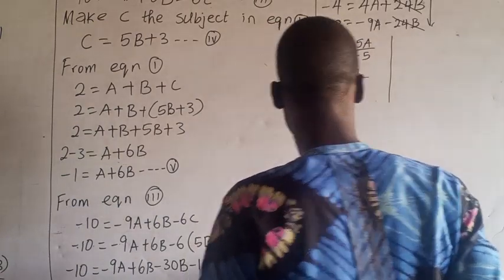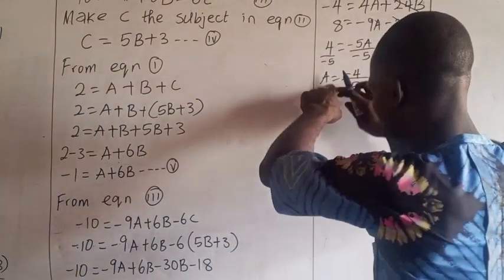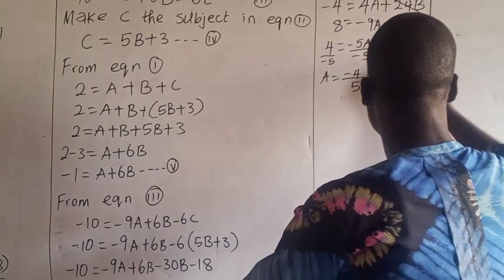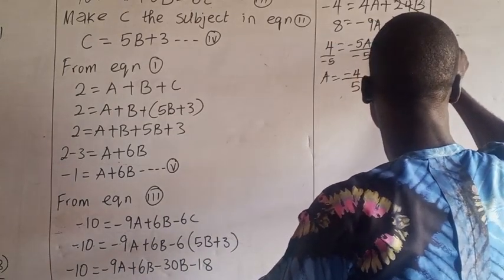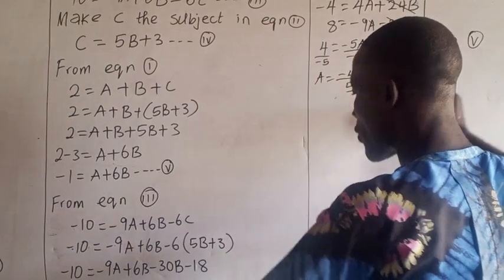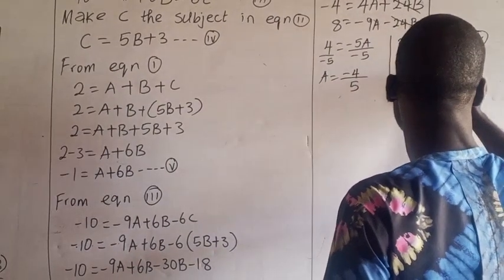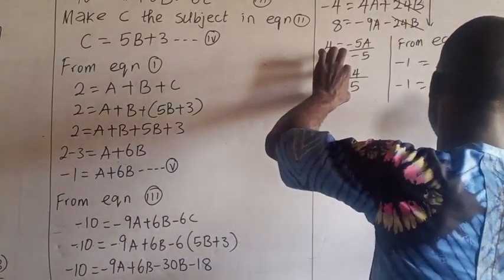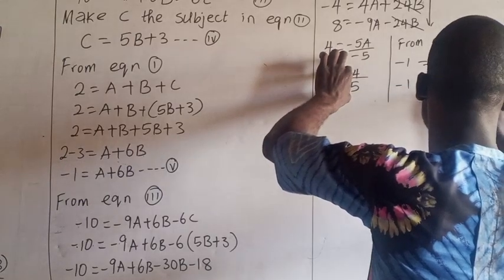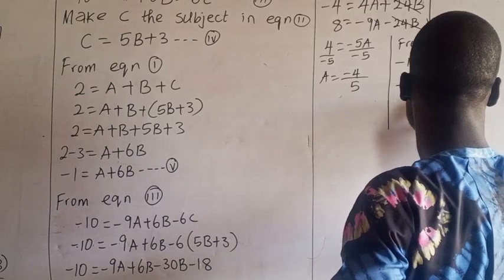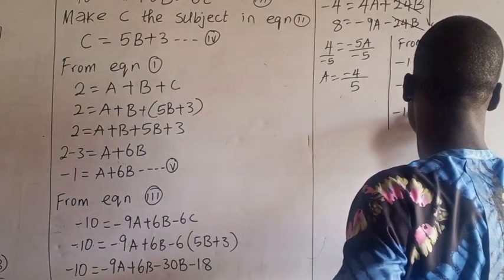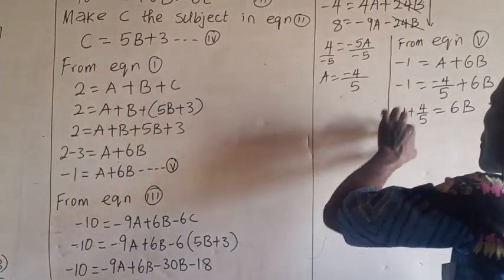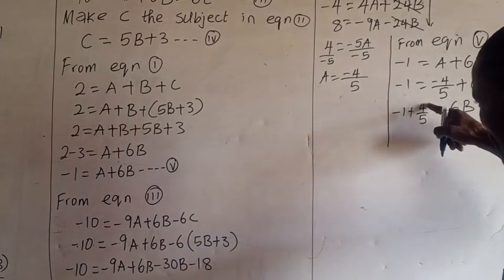Now let's try to look for b. We put this value of a in either equation 4, 5 or equation 6. So from our equation 5, our equation 5 looks like minus 1 equals a plus 6b. Anywhere we see a, we have to write minus 4 over 5, then plus 6b. Collecting like terms, we have minus 1 plus 4 over 5 equals 6b. Now, minus 1 plus 4 over 5. Minus 1 is actually greater than 4 over 5.